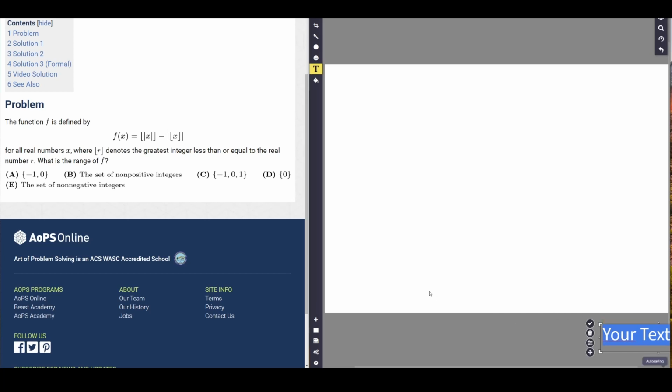Hey guys, today I'm going to be doing question 9 on the 2019 AMC 10B. The question asks: the function f is defined by this equation over here, for all real numbers x, where this notation of r denotes the greatest integer less than or equal to the real number r. What is the range of f?